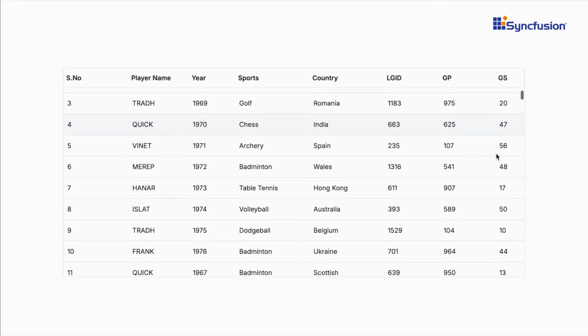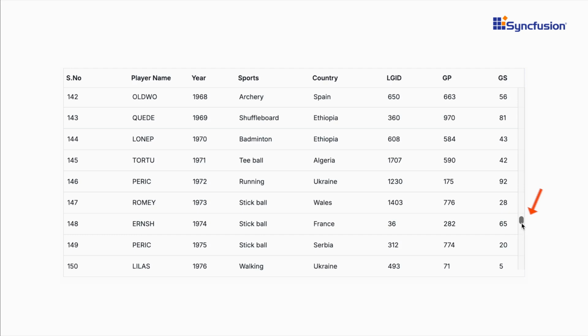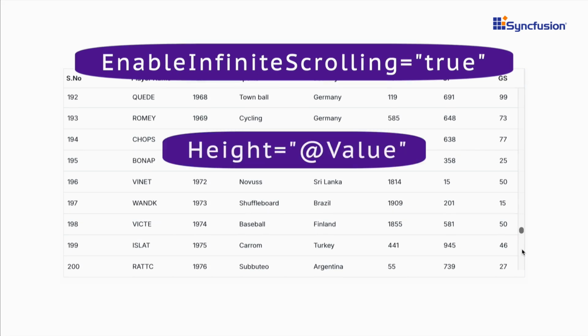Looking for a continuous scrolling experience? Infinite scrolling loads the next set of records automatically as users reach the bottom of the grid. Turn it on using EnableInfiniteScrolling and define a fixed grid height.